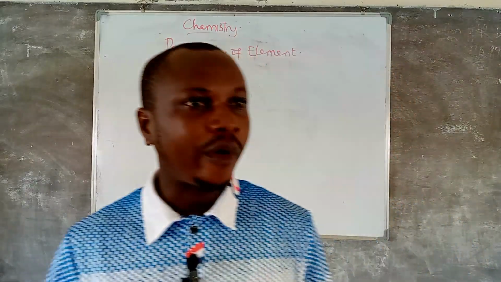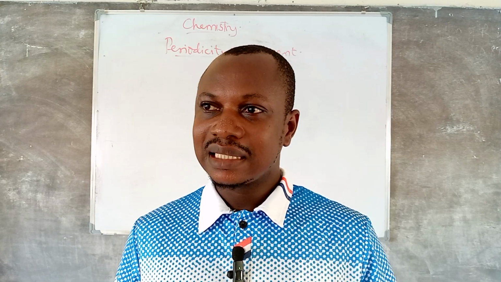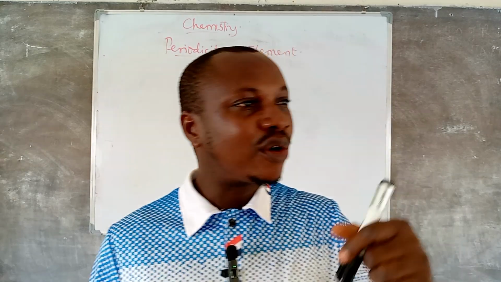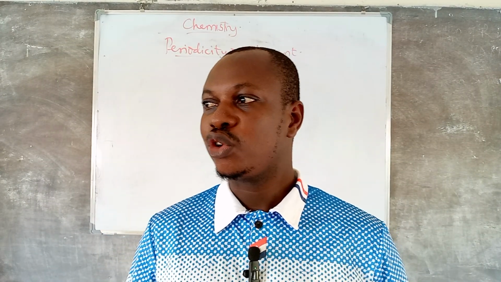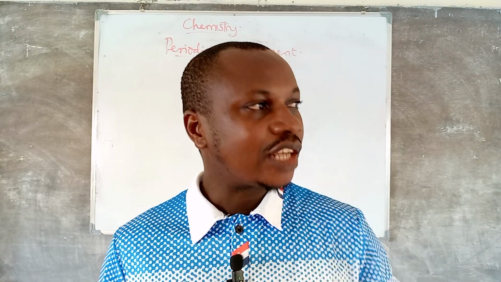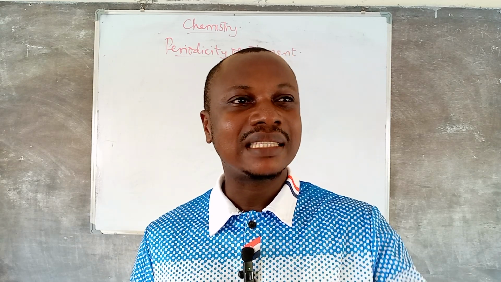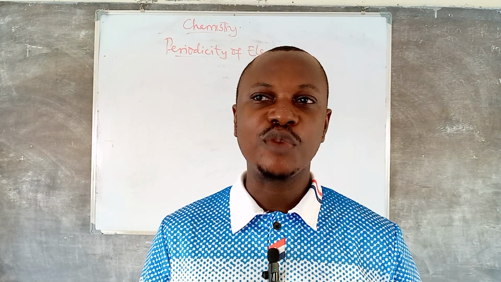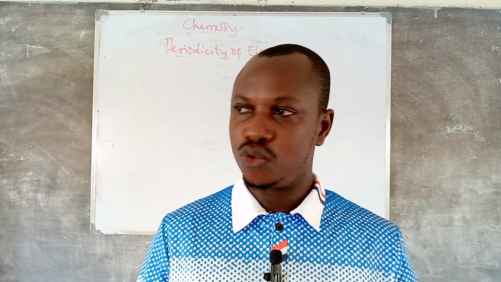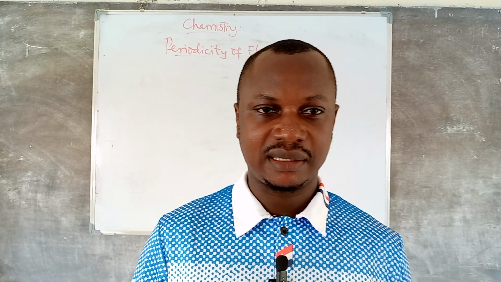Every element that you see in the periodic table has peculiar characteristics. You don't just go around and pick any element and put it in the periodic table. There is what we call the periodic law. The periodic law states that the properties of elements are a periodic function of the atomic number. That is to say that the atomic number of every element plays a major role in determining its chemical properties.